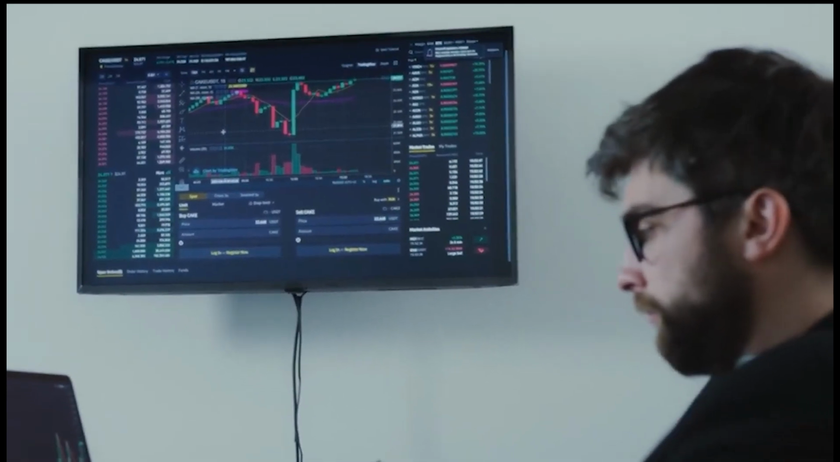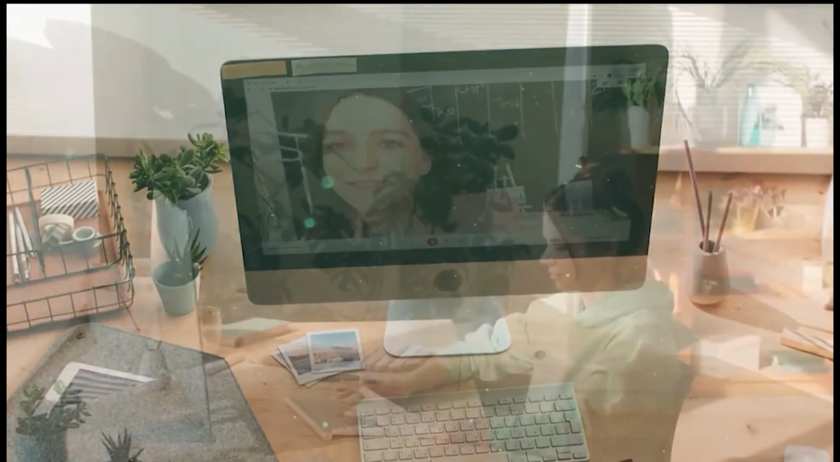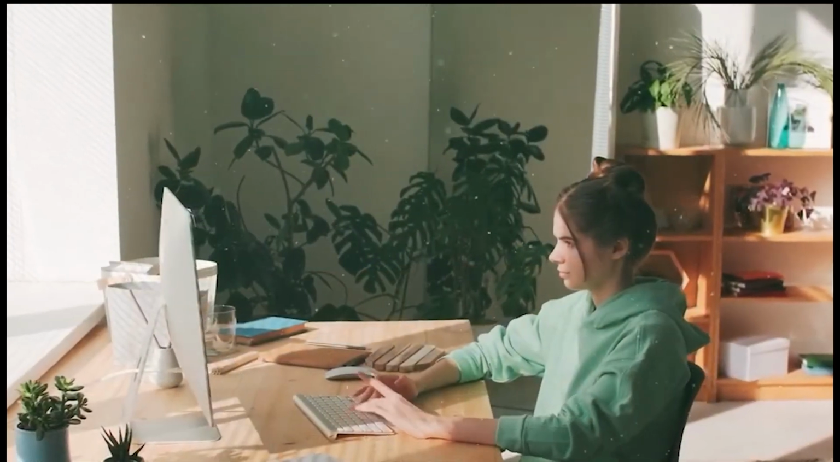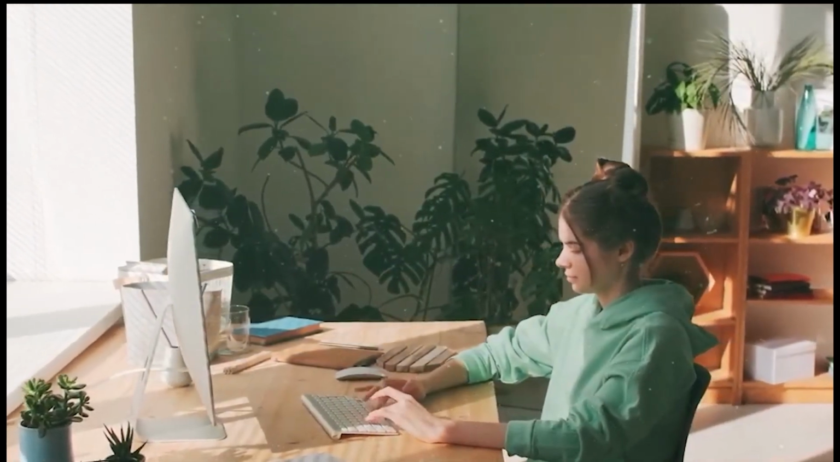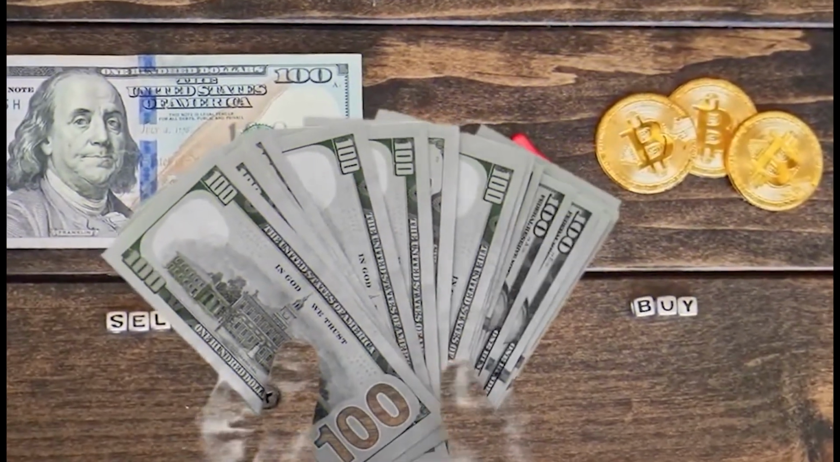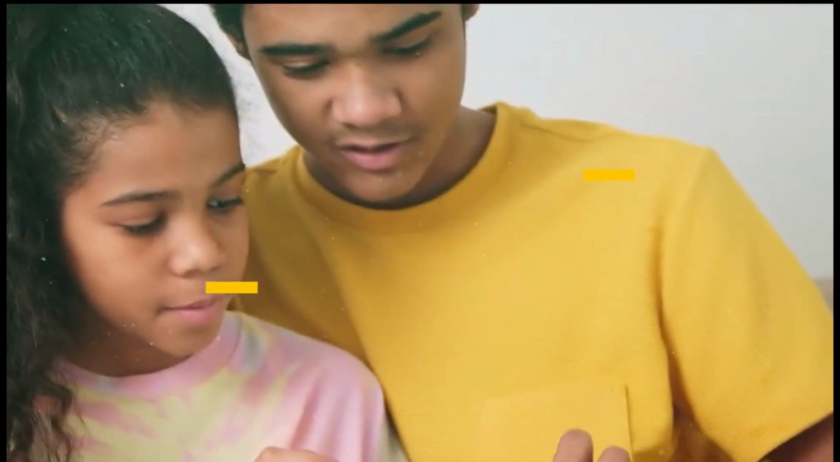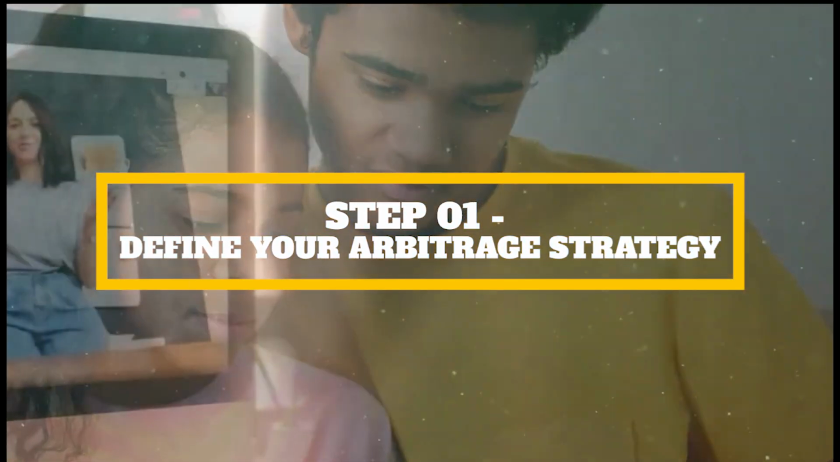Creating a crypto arbitrage bot requires a combination of programming skills, knowledge of cryptocurrency exchanges, and understanding of arbitrage strategies. In this video, we will delve into how you can create a crypto arbitrage bot. Step 1. Define your arbitrage strategy.